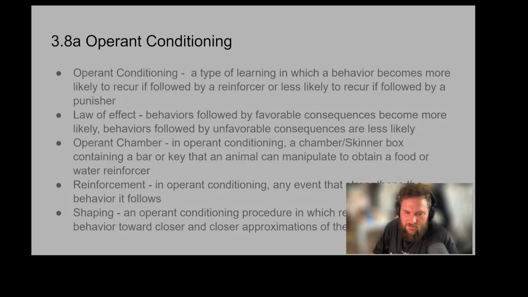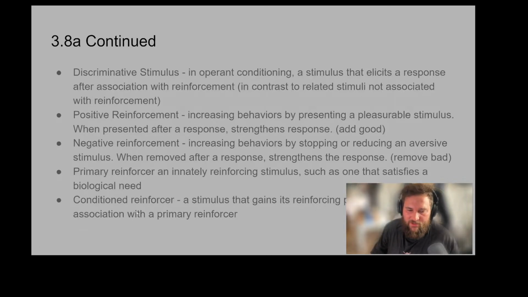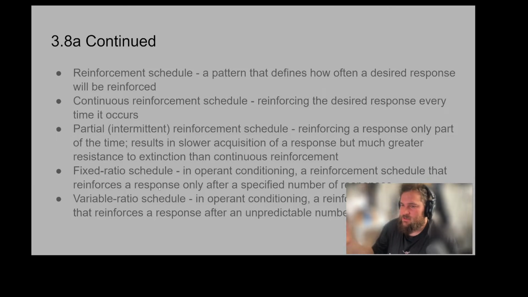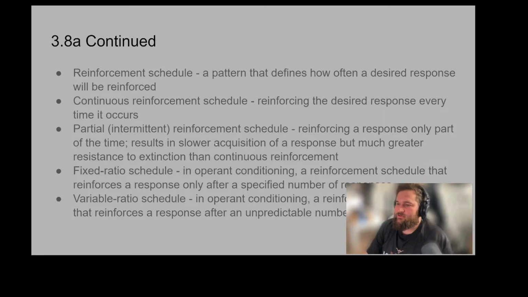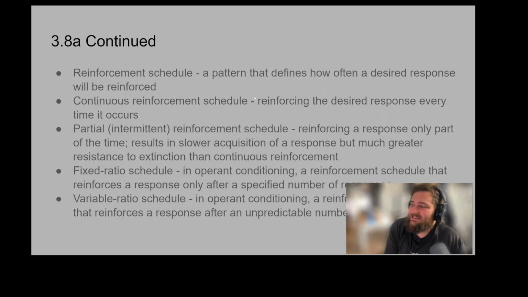Operant conditioning. Punishments and rewards to reinforce behavior or to decrease behavior. Operant chambers like a Skinner box. Reinforcement shaping is what we did, booing that kid to get on the chair. Positive reinforcement, negative reinforcement. Primary reinforcers are food or things that satisfy our drives. Conditioned reinforcers are something that we learn later, like money. Reinforcement schedule is a pattern that defines how often a desired response will be reinforced. Continuous reinforcement schedule is reinforcing the desired response every time it occurs.